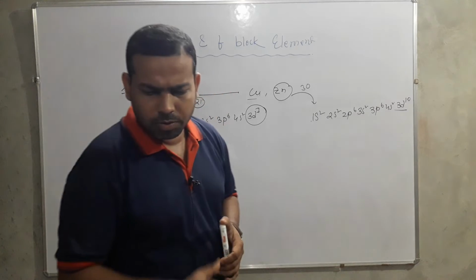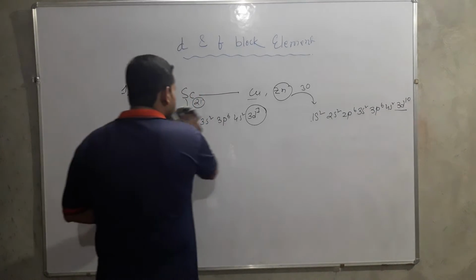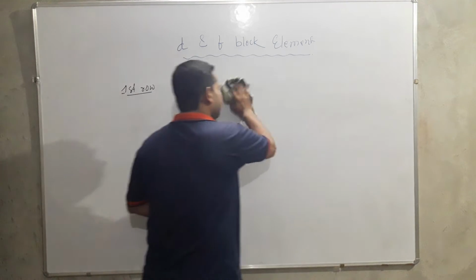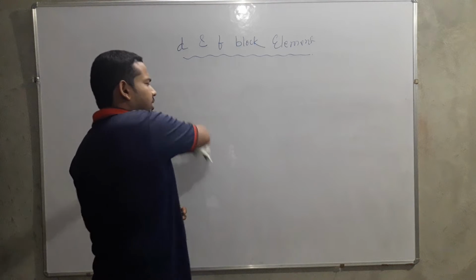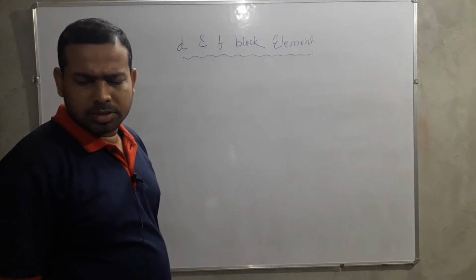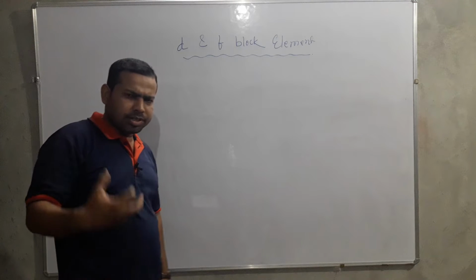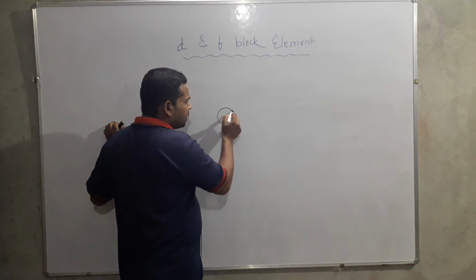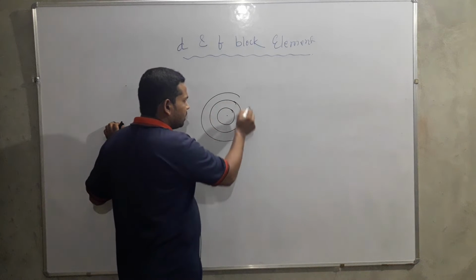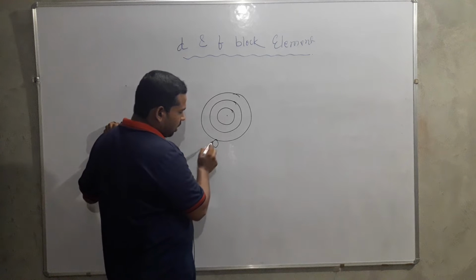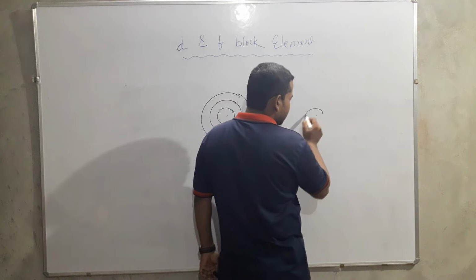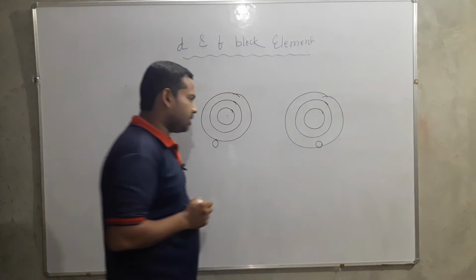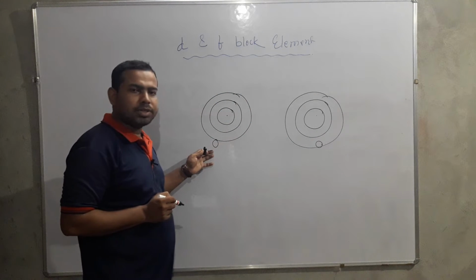Next, the d block elements are also known as outer transition elements. Why? In an atom, the nucleus is at the center and the orbitals are on the side. In the d block, the d orbital is on the outer side, and in the f block this orbital is present on the inner side. That's why f block is known as inner transition element and d block is known as outer transition element.